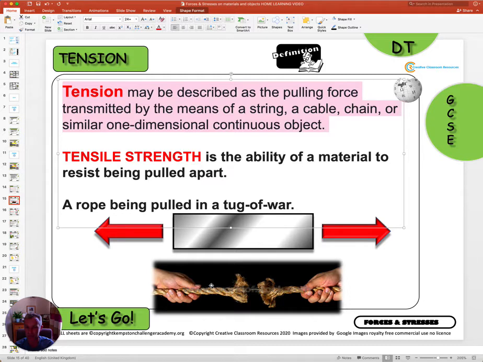Again, think about a tug of war and a piece of rope, and then we can measure what we call the tensile strength of that material. If something has a really strong tensile strength, then it means that it's more difficult to pull apart. So for instance, if you pulled a piece of paper apart, the tensile strength is much weaker than a steel bar if you pulled that apart.